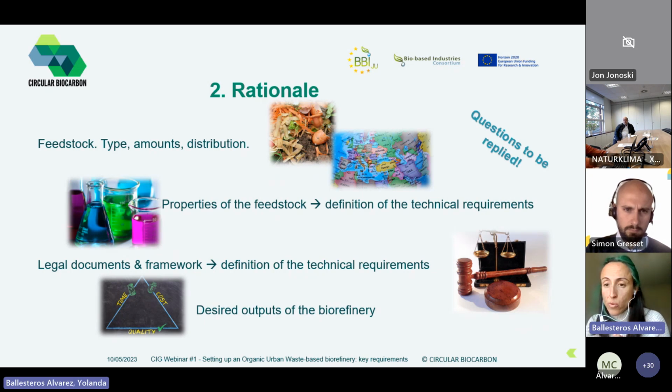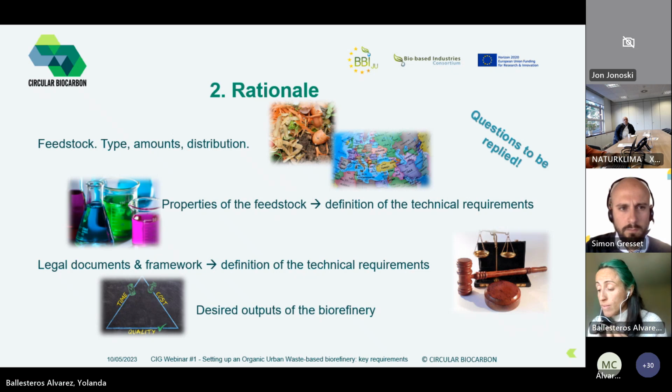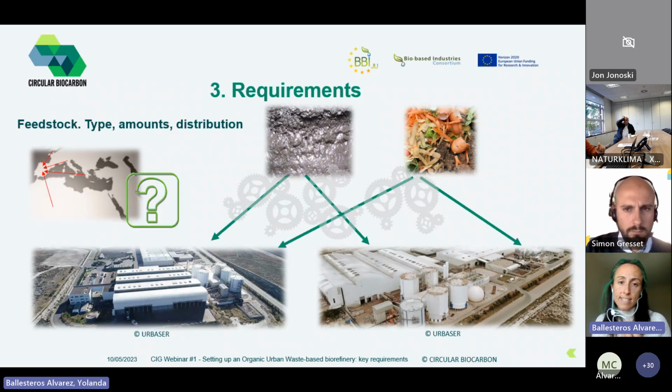Then another question we need to reply to is what legal documents do we need to respect? And also, what do we want to obtain from the biorefinery? Do we want to obtain building blocks that enter in another process for their final treatment? Do we want to obtain materials? Do we want to obtain end products? This is greatly related also with the market, with the demand of products in different places, with the local and regional needs, with the profitability of the selected product, or with many other issues. Now we are going to see in detail each of these questions through the following slides.